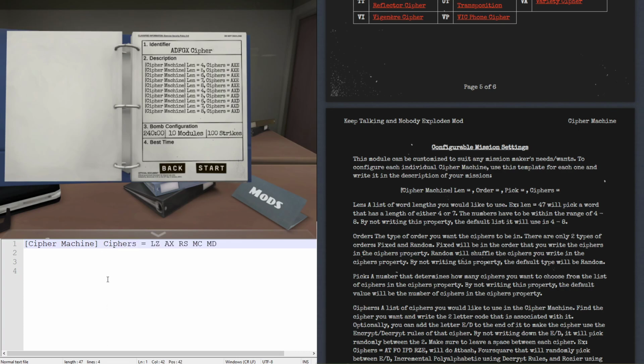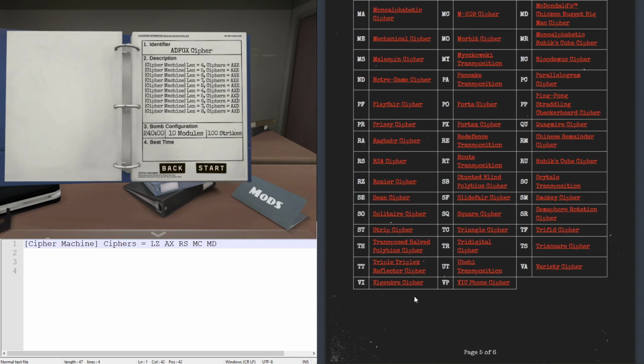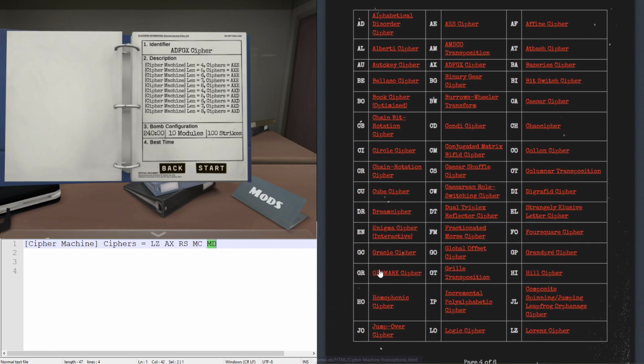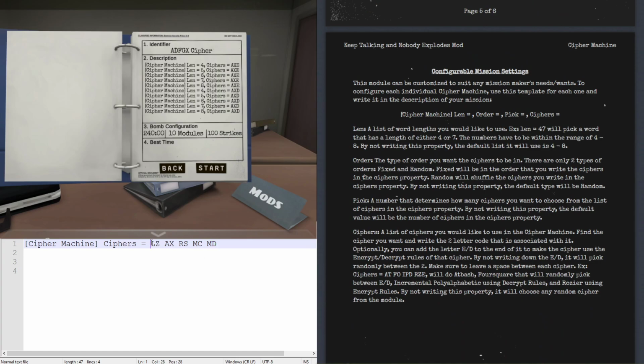Next, finally, is the ciphers. So it's basically a list of ciphers that you would like to use in the Cipher Machine. Find the cipher you want, such as writing the 2-letter code. So these are Lorenz, ADFGX, RSA, the M209 cipher, and the McDonald's cipher. These are the 2-letter codes, referenced in these tables. And this is the list I want to do here.